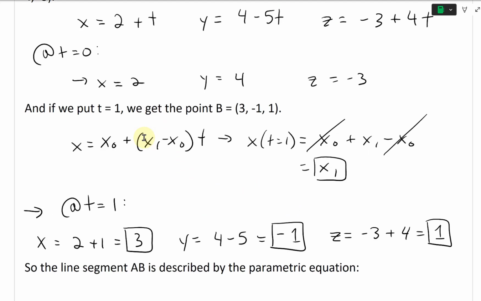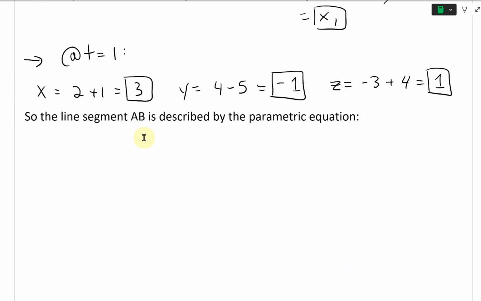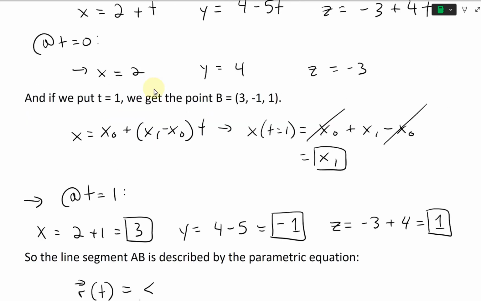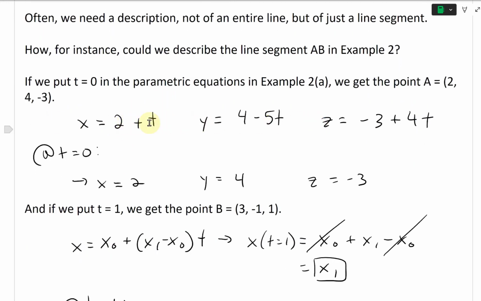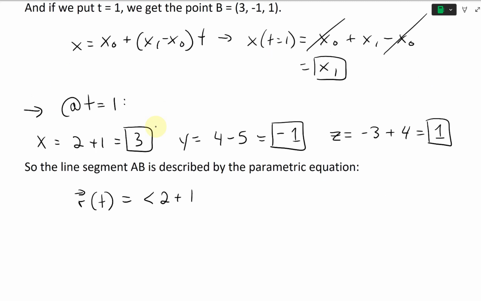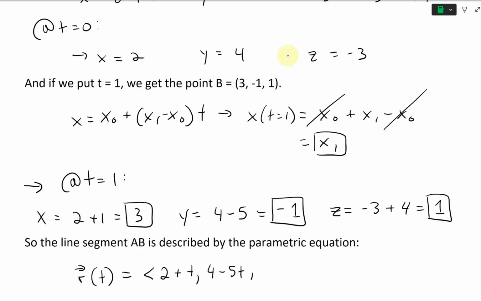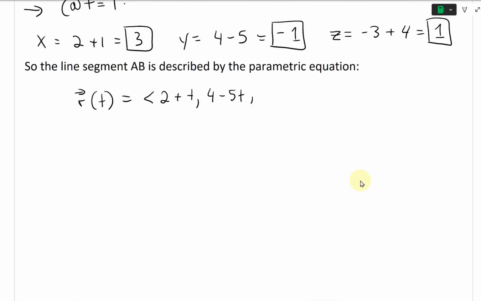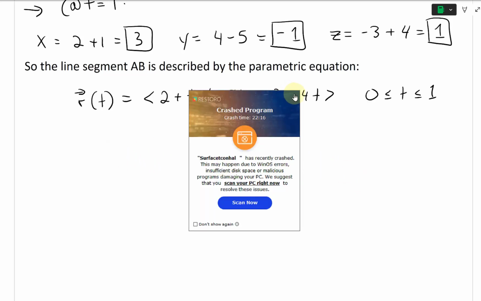So now, in other words, all we need to do is solve it from t equals 0 to t equals 1. So the equation for the line segment, I'll write it here, r of t equals, and this is the vector equation form, which is just putting these all together. So this is the parametric equation. 2 plus t is the x component, then y is equal to 4 minus 5t, and then z is negative 3 plus 4t, for t less than or equal to 1 and greater than or equal to 0. So this is the line segment from A to B.